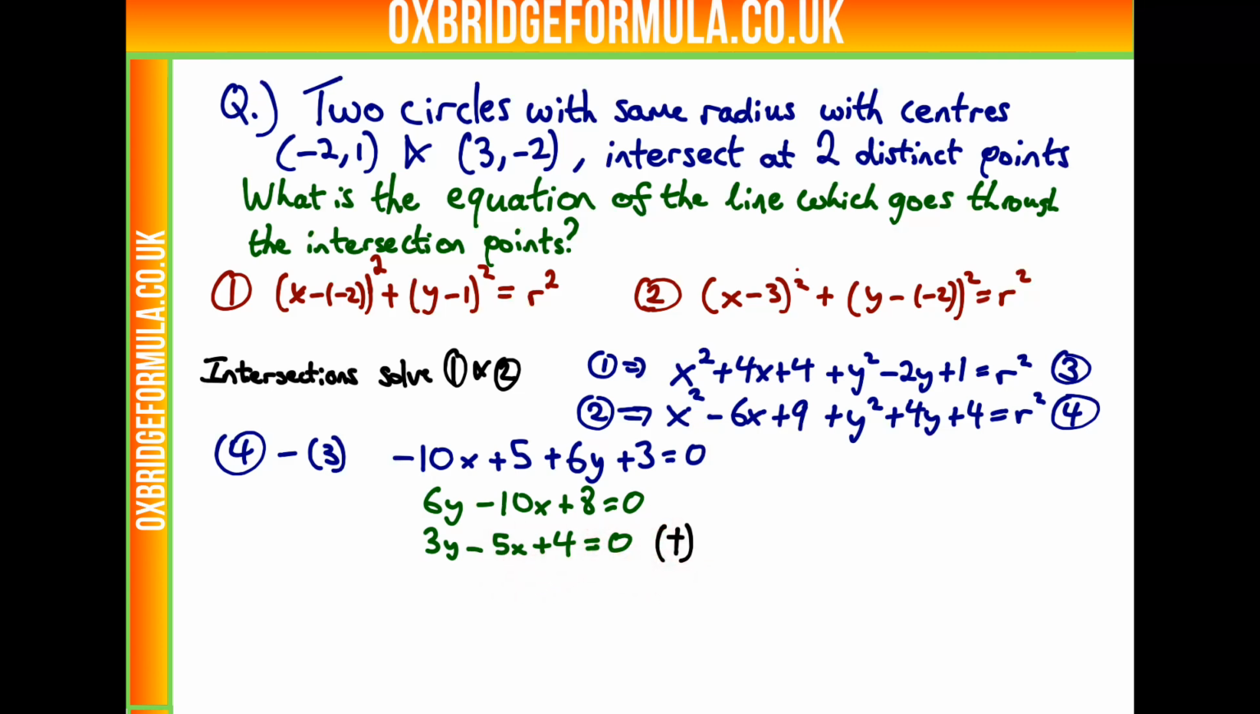So what does dagger mean? Dagger means that if (x, y) satisfy equation 1 and equation 2, then it must also satisfy dagger. So any intersection point of these two circles must lie on this line. But what do we know about a line? We know that once we're given two distinct points of a line, then we've immediately uniquely determined the equation of the line. There's only one straight line going through 2 points. Therefore, this equation, 3y minus 5x plus 4, is our line. So the answer is F.